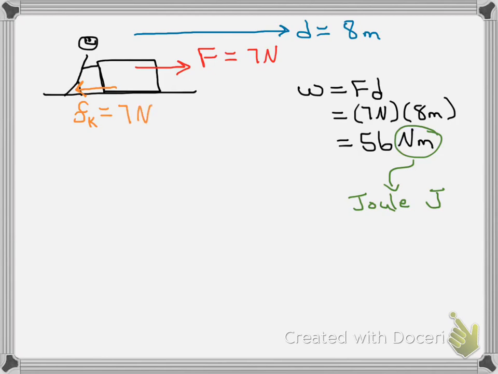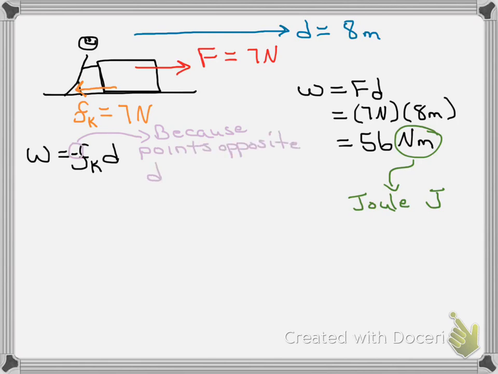Now let's see what happens if there is a kinetic friction force that acts opposite the direction the box is moving. We have work equals negative the kinetic friction force times the distance moved. The reason that the force is negative is because both force and displacement are vector quantities, and the force in this case points opposite the direction of the displacement. So when we put in our numbers, we get a value of negative 56 joules.